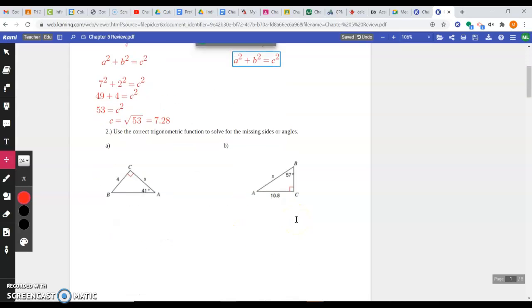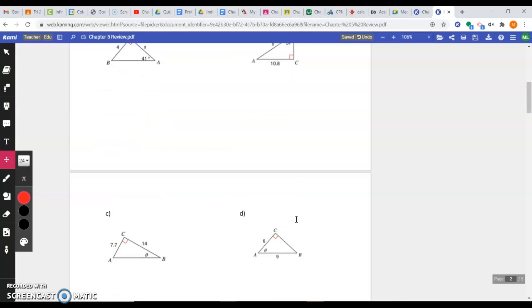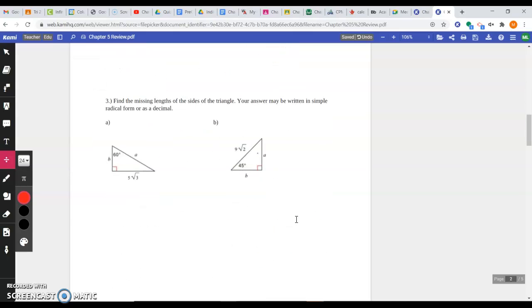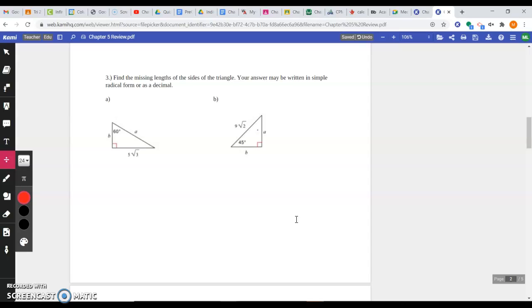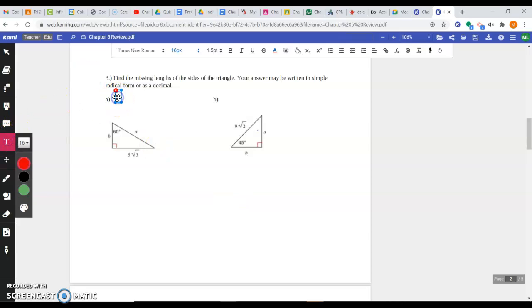Looking at the next one, I believe I said I was going to do 1, 3, 4, 6, and 7, and so let's look at 3. And on 3 here, we are doing our special right triangles, and the first one is going to be a 30, 60, 90. And then the second one is going to be a 45, 45, 90. So I'm going to use those rules here to solve.